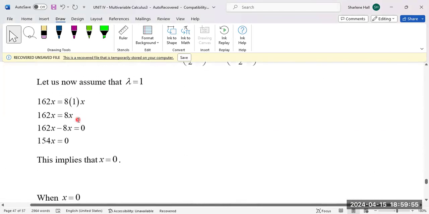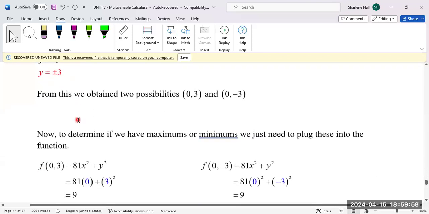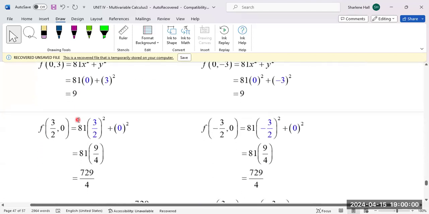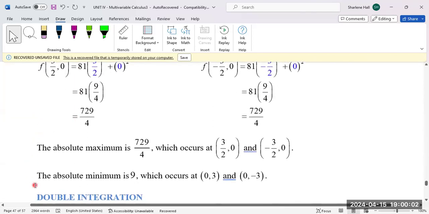Look at this last statement here. I'm going to show you that my absolute minimum value is going to be the 9. Why? Because I'm comparing these two values, 729 over 4 being bigger than this 9. But sir, this 9 is not a negative value. Yes, it is not a negative value, but it is a minimum value. It is a smaller value than the 729 over 4. Does that make any sense to you?